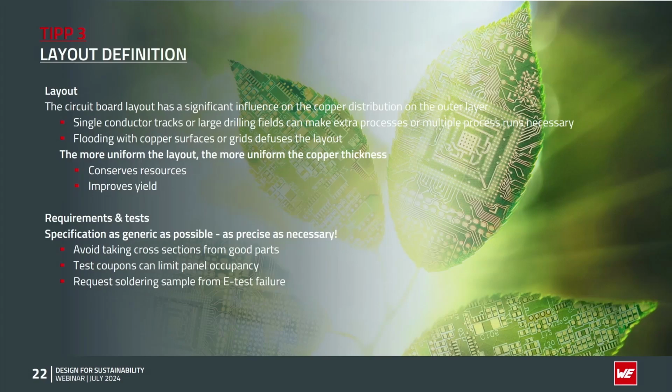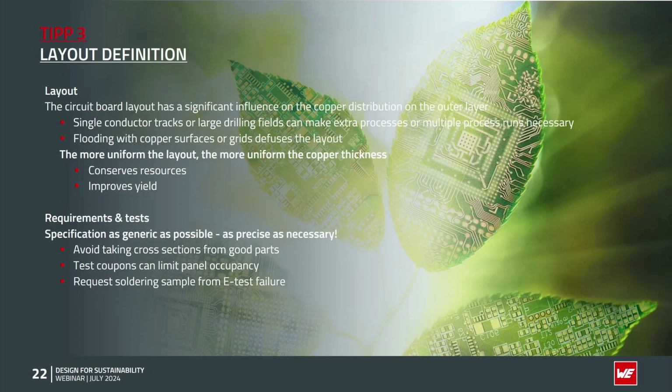So to sum up this area in the layout, the circuit board is massively affected by the copper distribution. The more even the copper distribution is, the better it is. Flooding with copper surfaces is preferred. It helps conserve resources and improves the yield.